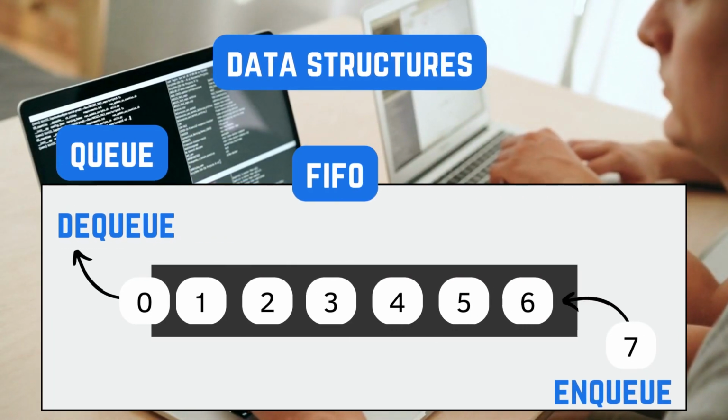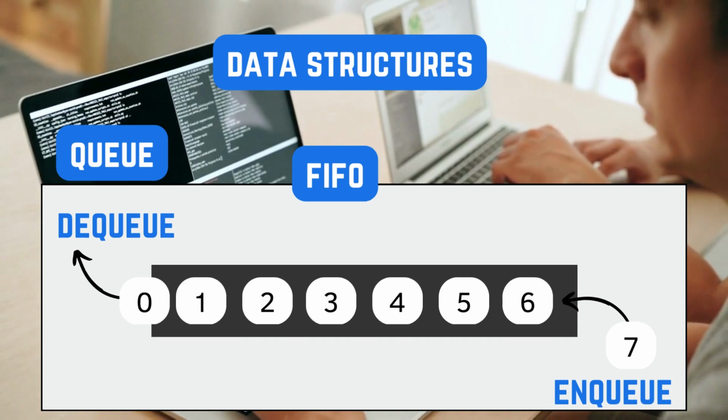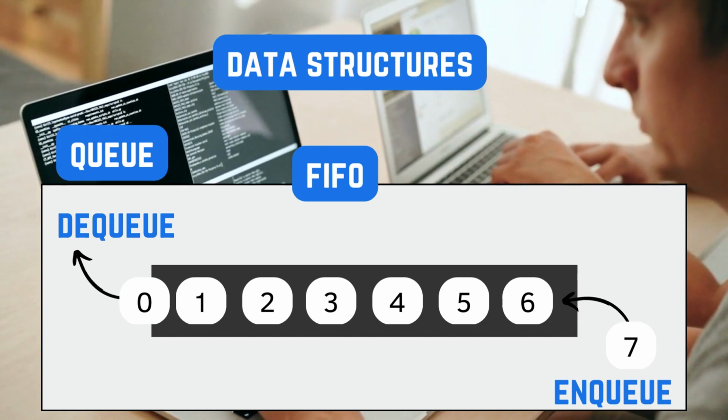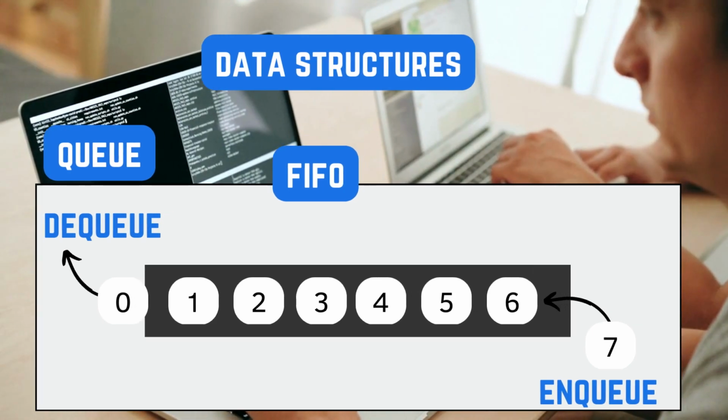Queues are a first-in first-out data structure that stores a collection of elements. Queues are commonly used in algorithms such as breadth-first search and job scheduling.